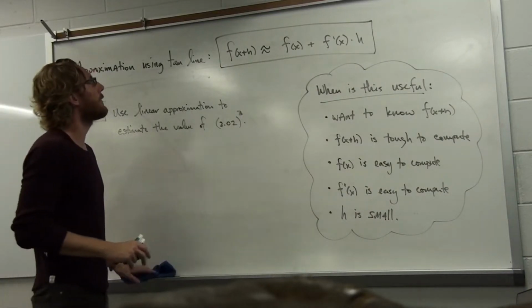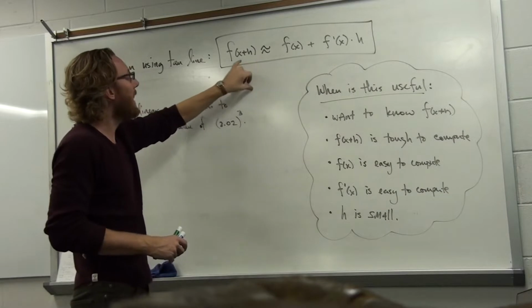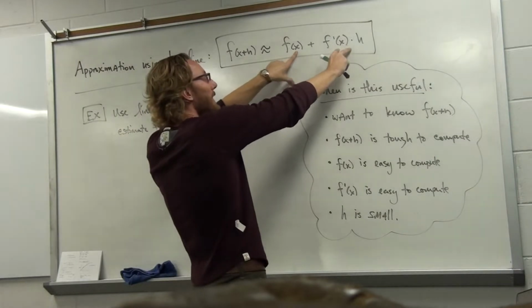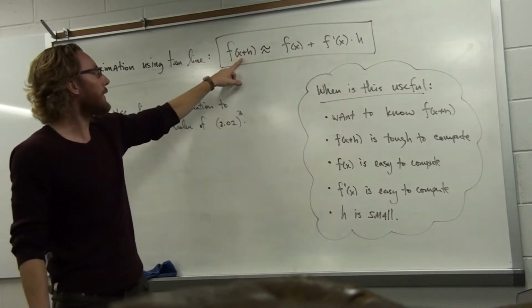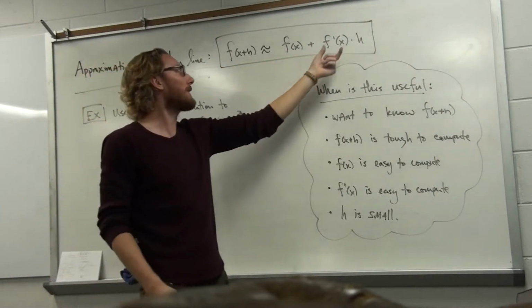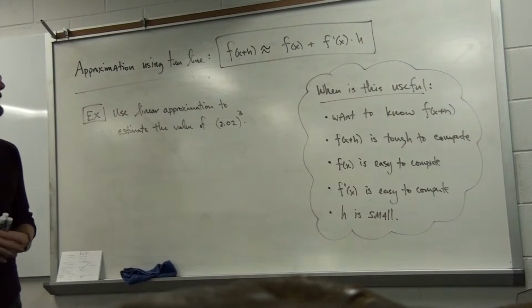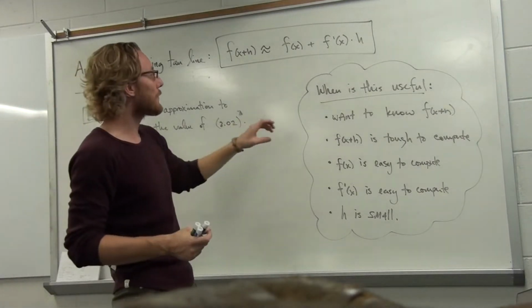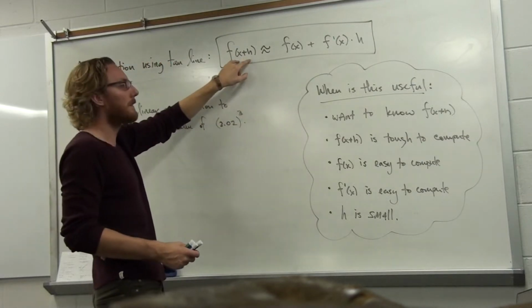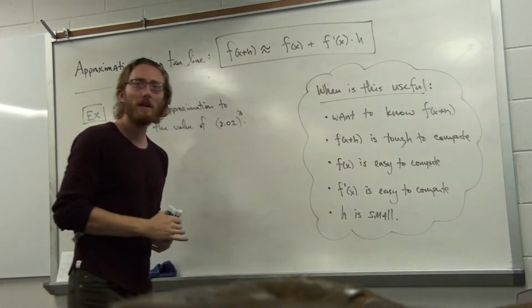Alright, so in the last video, we cooked up a formula that allowed us to estimate the value along a function that was difficult to compute in terms of things that may have been easier to compute. Which is to say, our function value at x plus h was approximately our function value at x plus a small change in y, a slope times a change in x, f prime of x times h. And when does this become useful? This becomes useful if we want to know f of x plus h, but it's difficult to compute, yet we're close to something that's easy to compute, and close to something whose derivative is easy to compute.